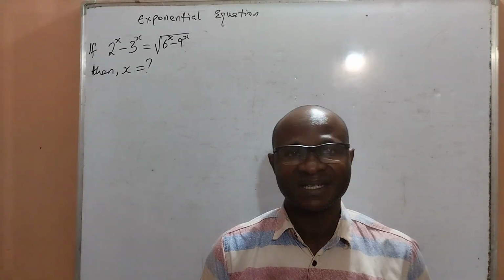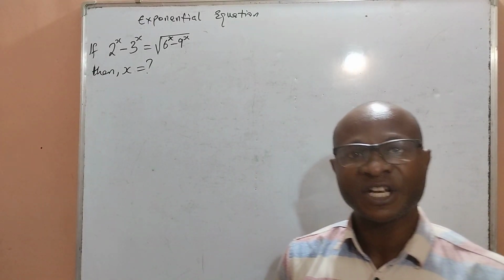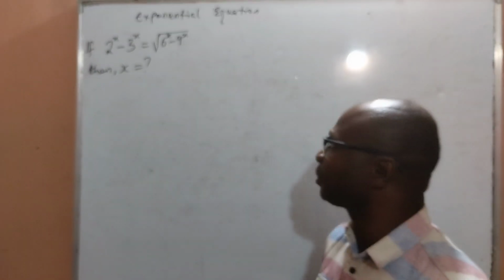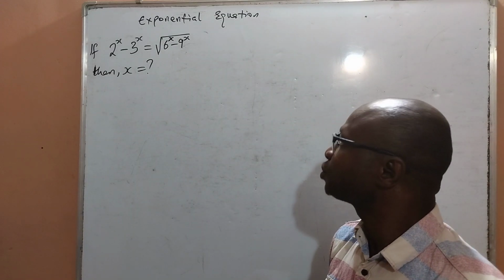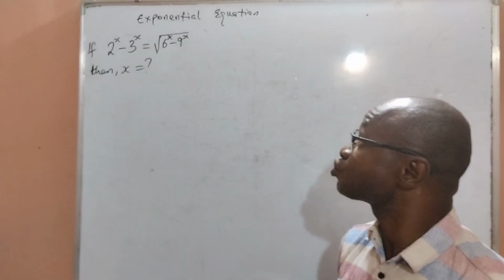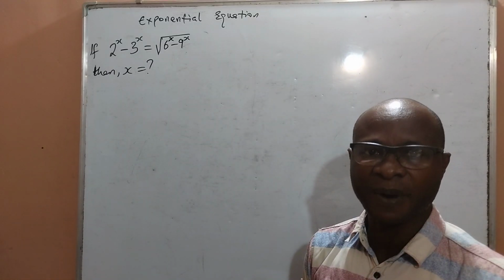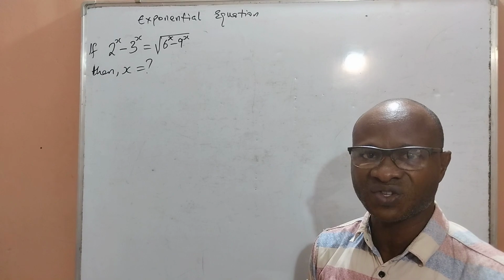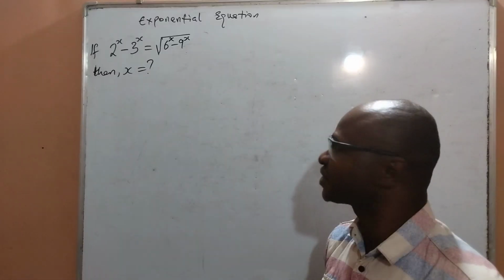In today's mathematics class, we want to solve an exponential equation given on the board. If 2 raised to the power x minus 3 raised to the power x is equal to the square root of 6 raised to the power x minus 9 raised to the power x, then what is the value of x?